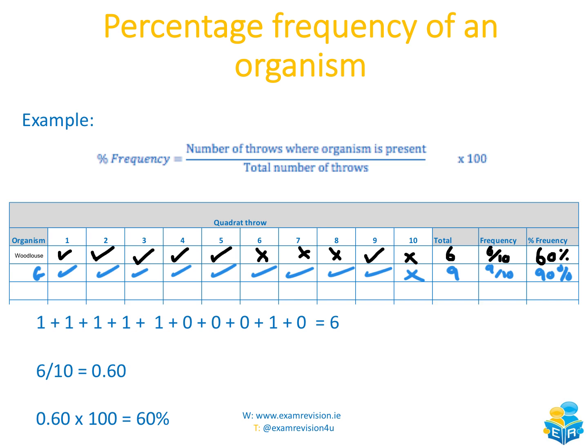So it doesn't matter what the particular organism is, plant or animal, count the number of throws it was present, divide by the total number of throws, and times by 100, that will give you your percentage frequency. So there's a 60% chance that we're going to get a woodlouse on our next throw, but a 90% chance that we're going to come across grass.